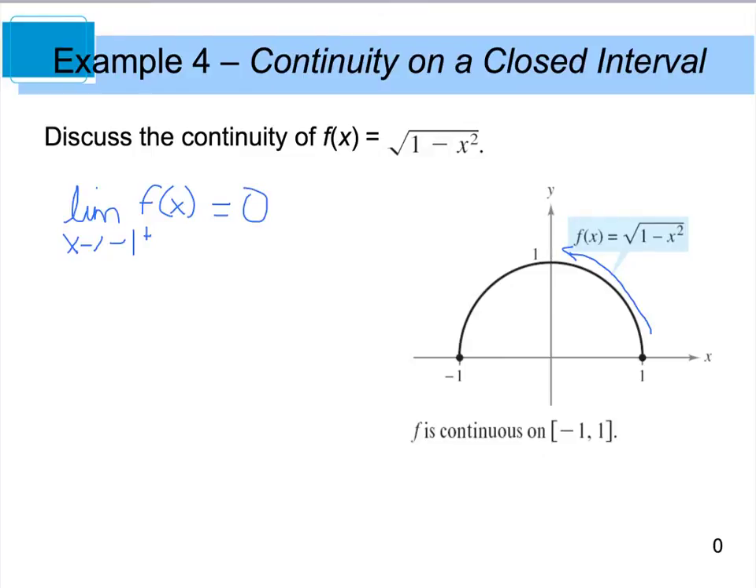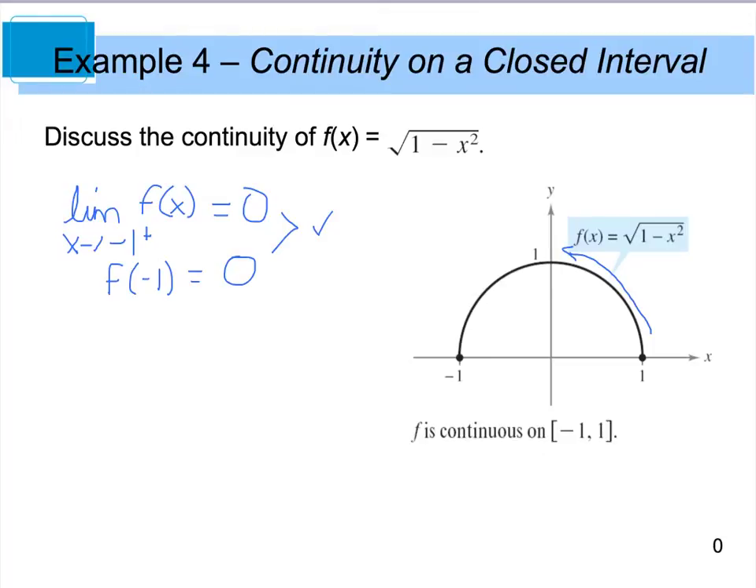Okay, so now I also have to evaluate my function at -1. And if I plug -1 in, I get 1 minus (-1) squared, which gives me 1 minus 1, which is 0. The square root of 0 is also 0. So because these two are the same, step 1 is complete.